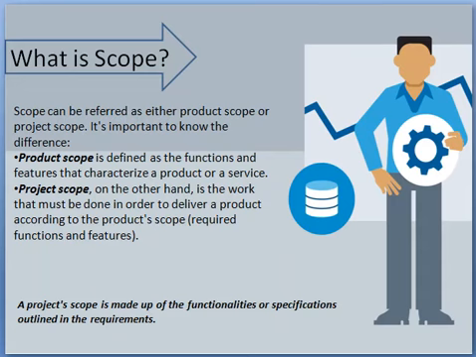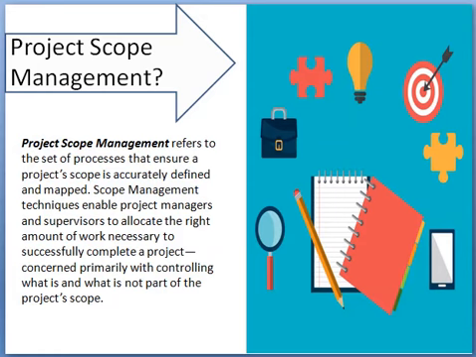Product scope is defined as the functions and the features that characterize a product or a service. But project scope, on the other hand, is the work that must be done in order to deliver a product according to the product's scope. A project scope is made up of the functionalities or the specifications outlined in the requirement documentation.